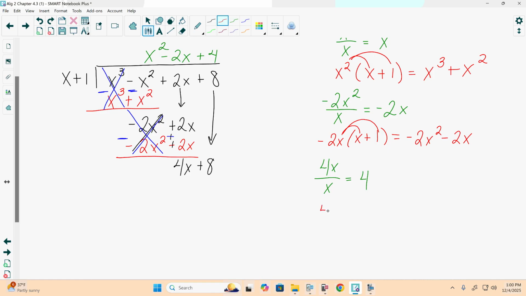Now we're going to multiply again. We're going to say 4 times x plus 1. Well, 4 times x is 4x. 4 times 1 is plus 4. And then we will subtract. 4x minus 4x is 0. 8 minus 4 is 4.